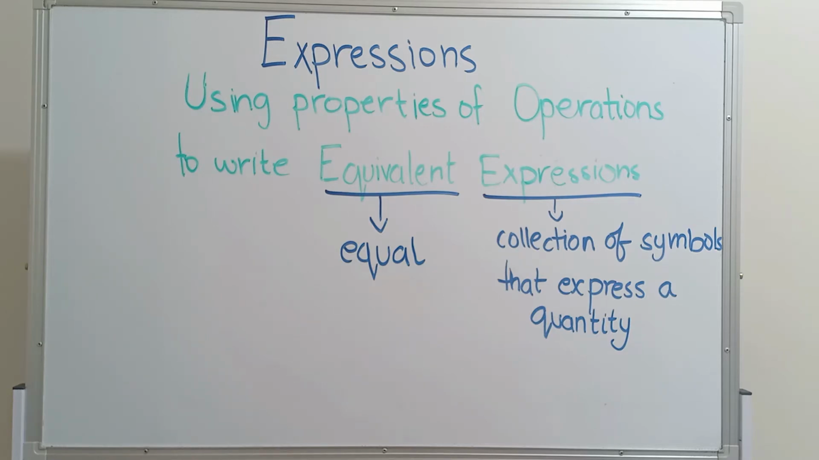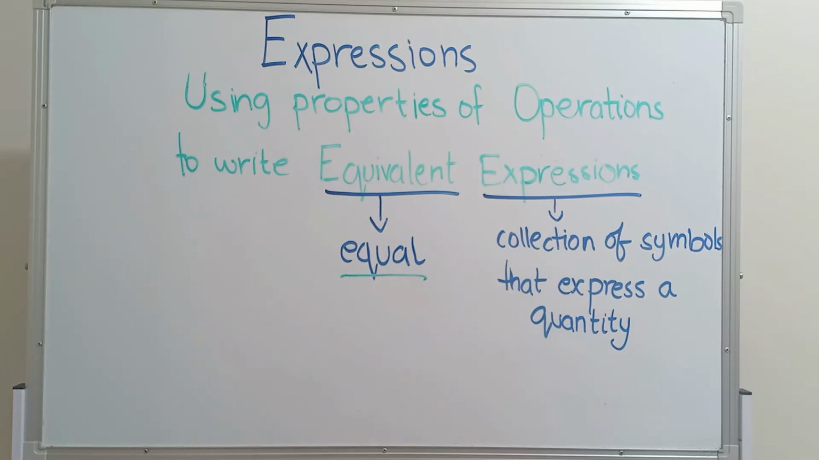Equivalent means equal, so we are going to write equal expressions. And expressions means a collection of symbols that express a quantity. So for expressions, we have different symbols collected together that jointly express a quantity. We are going to use properties of operations to write an equal collection of symbols that express the same quantity.